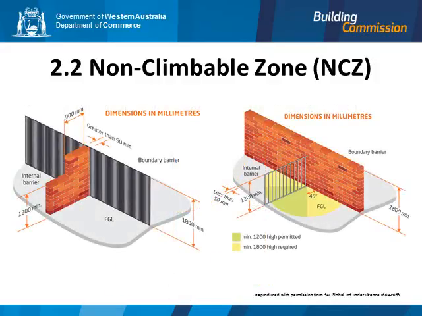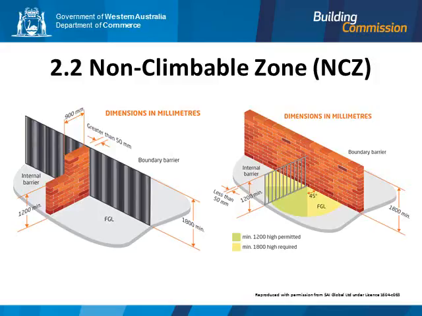There are specific requirements for where an internal pool barrier intersects with a boundary barrier. If the internal pool barrier is greater than 50 millimetres wide, the internal barrier must be at least 1.8 metres high within 900 millimetres of the boundary barrier. If the internal barrier is less than 50 millimetres wide, the internal barrier can be 1.2 metres high as long as it is not located within 45 degrees of the boundary barrier.